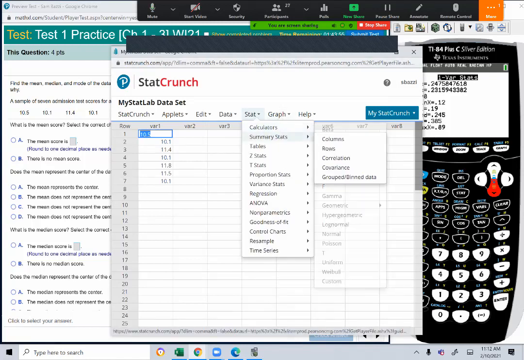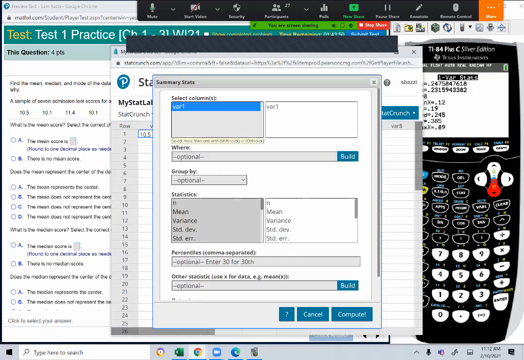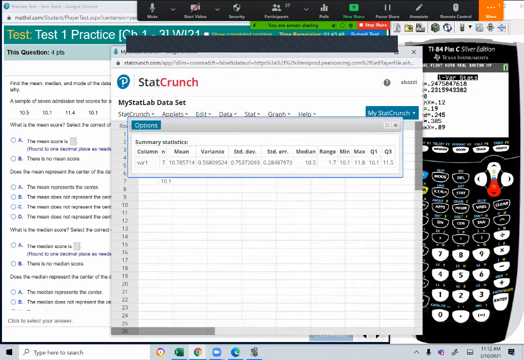And look, guys, what you do. Stat, summary statistics, columns. Select the column and hit compute. This is the mean. This is the standard deviation. This is the median Q2. This is the range, which is maximum minus minimum. This is the minimum. This is the maximum, Q1, Q3.